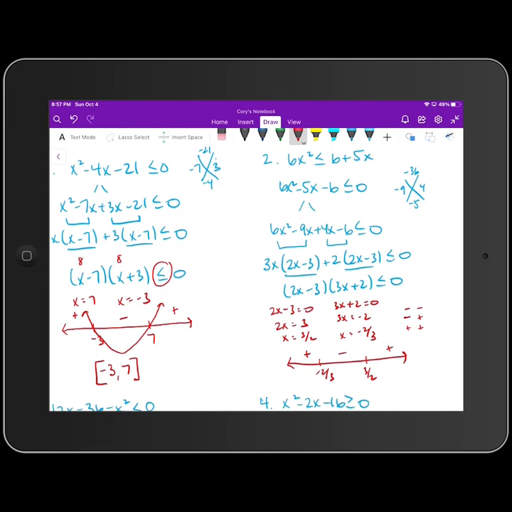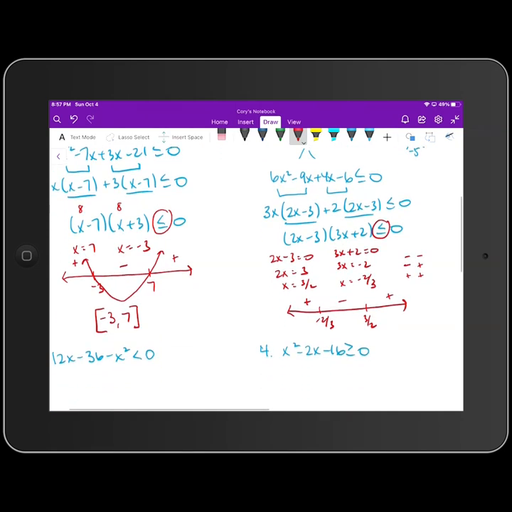So we're again trying to find where this product is less than or equal to 0. So on what interval are we negative? It's on the closed interval from negative 2/3 to 3 halves.